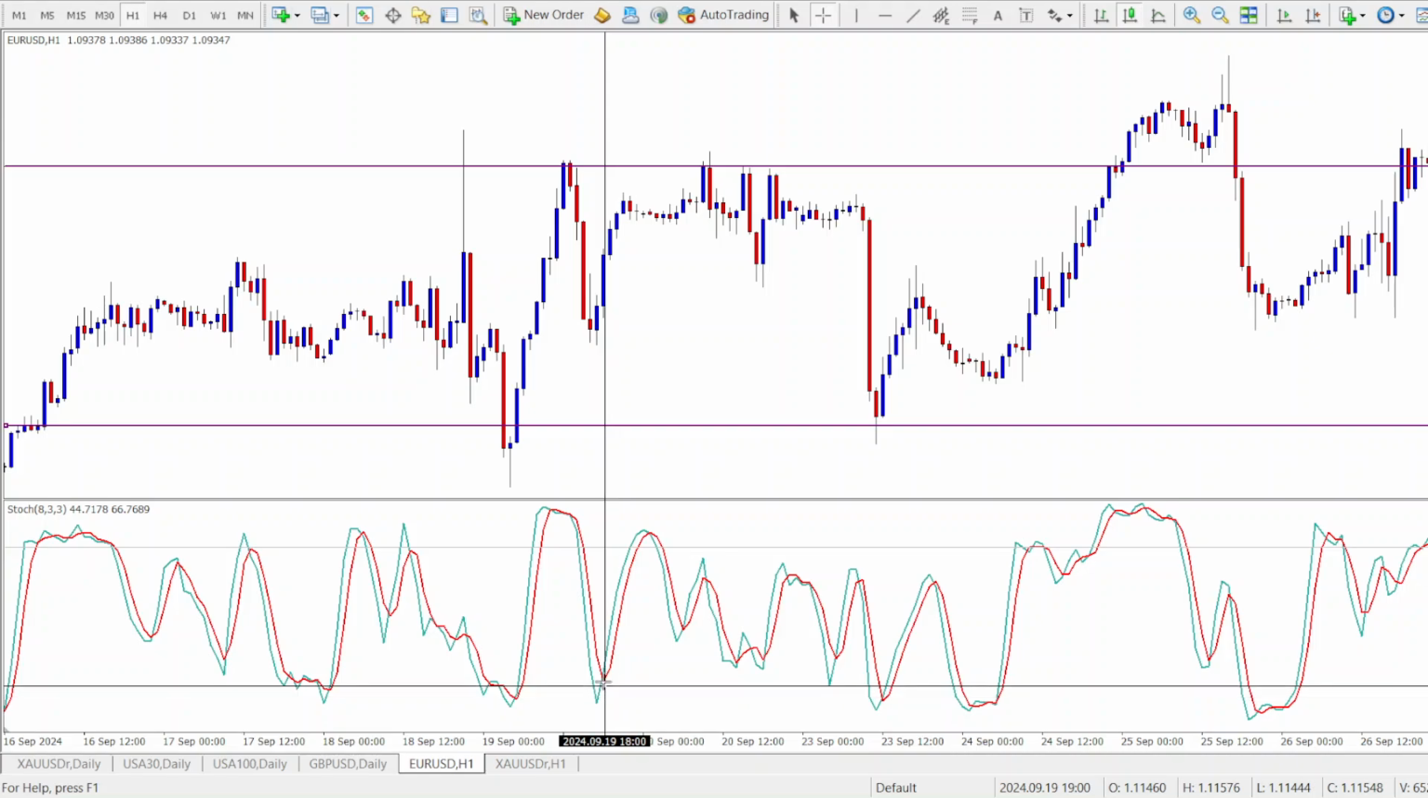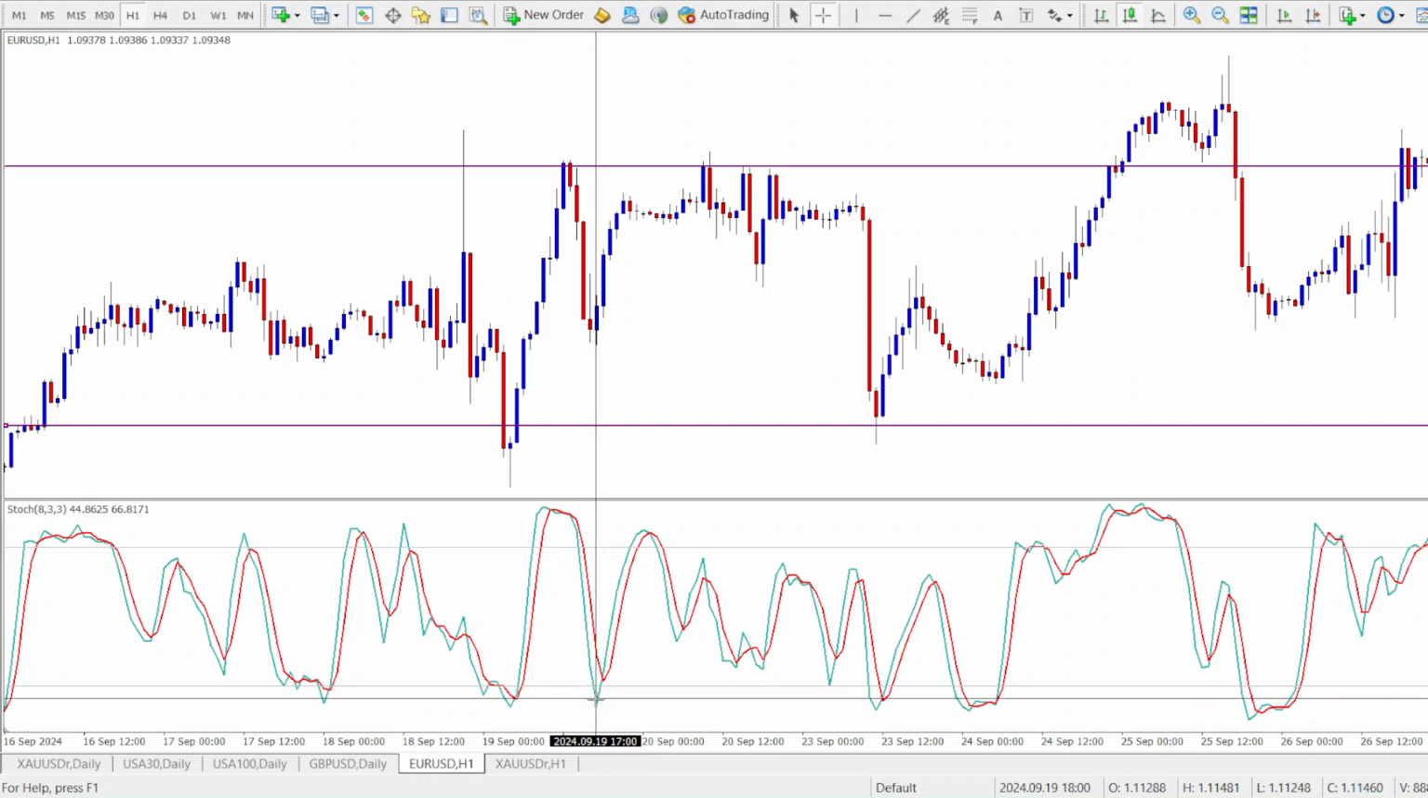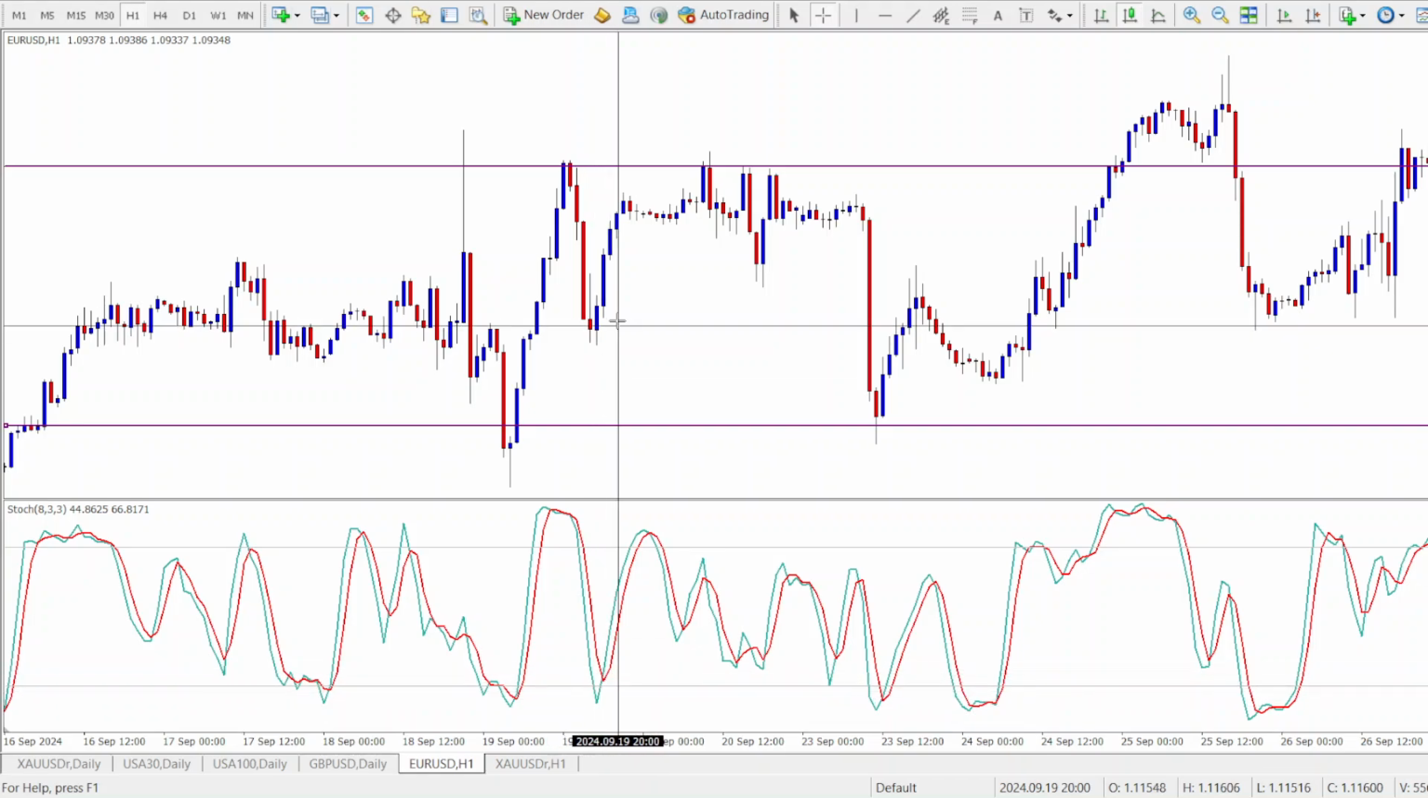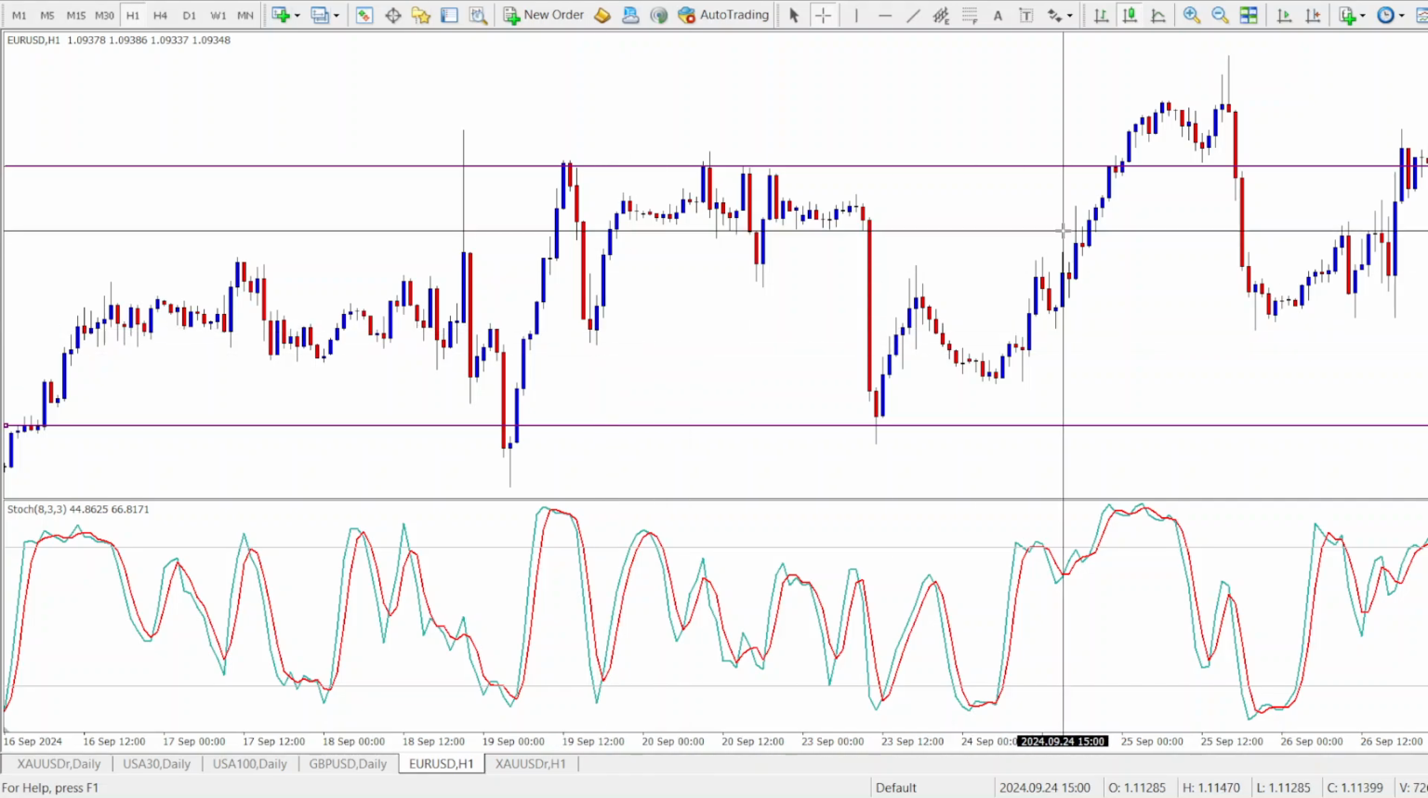For a sell trade, you can exit your signal after you have a bearish, oversold condition and a bullish crossover. You can use that to exit, right? So I've been exiting somewhere around here.